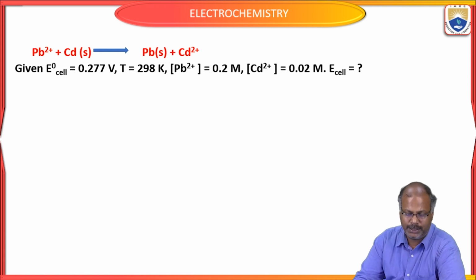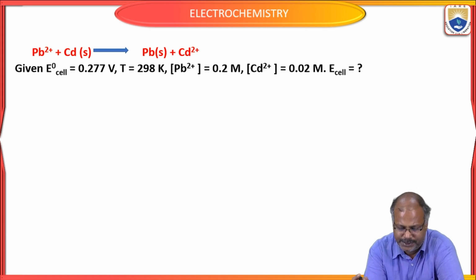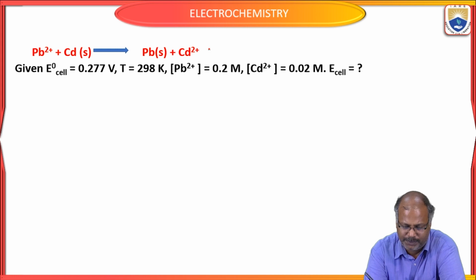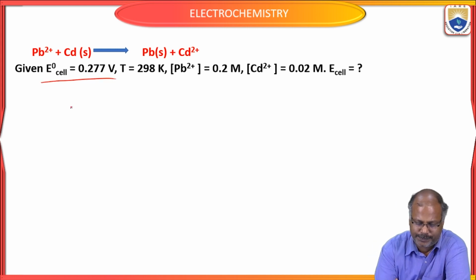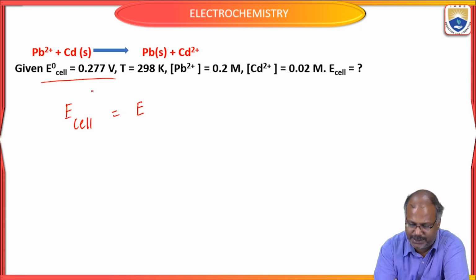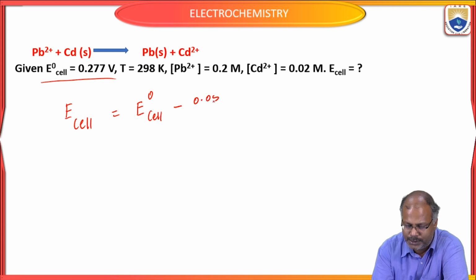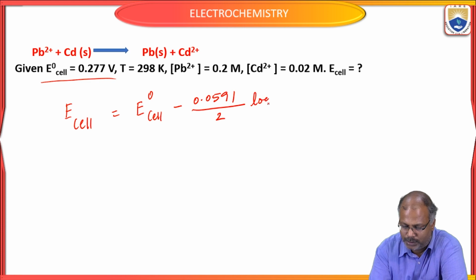Next, Pb2+ plus Cd solid gives Pb solid plus Cd2+. Here, E cell is equal to the EMF of this given cell reaction, equal to E naught cell minus 0.0591 by n, n is equal to 2, logarithmic concentration of Cd2+ divided by Pb2+.